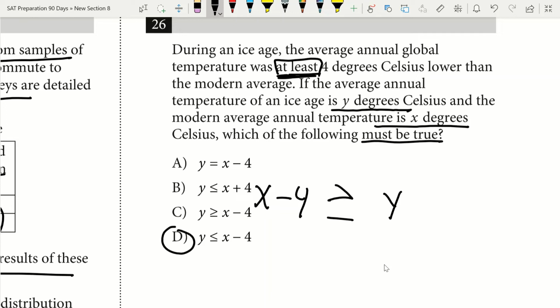If we were to put y over on the left side, it would just be the same, right? We'd have y is less than or equal to x minus 4, okay? So that one right there, not too bad at all. Just understanding inequalities, making sure we're paying attention to the word at least. Because if we didn't pay attention to at least and we just thought equals, we'd answer A and that would be incorrect. So it's important to pay attention to words like those. All right, with that, we go ahead and move on.